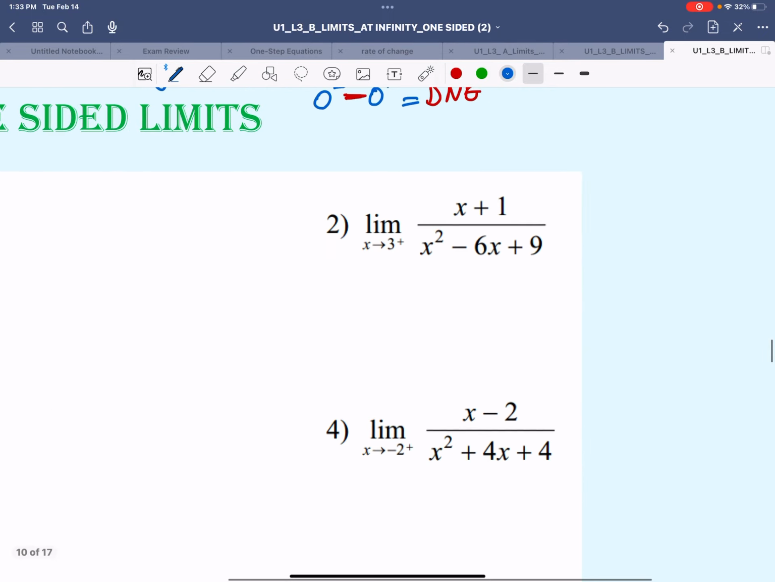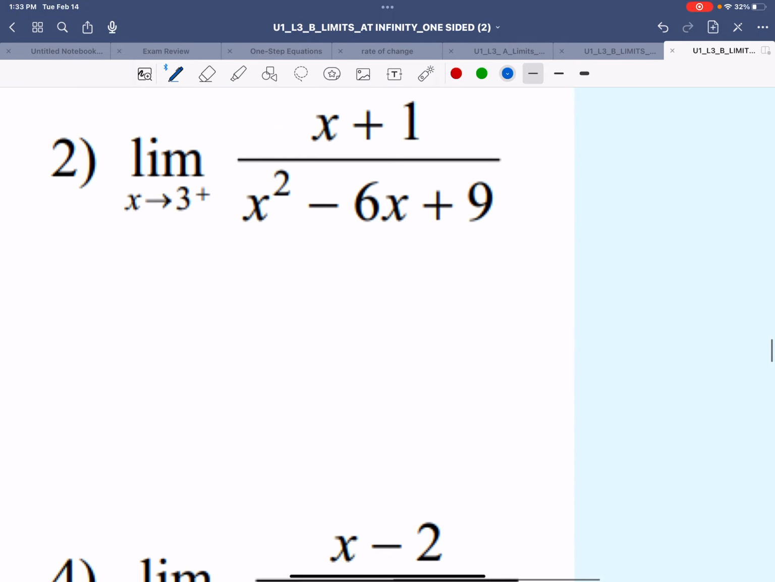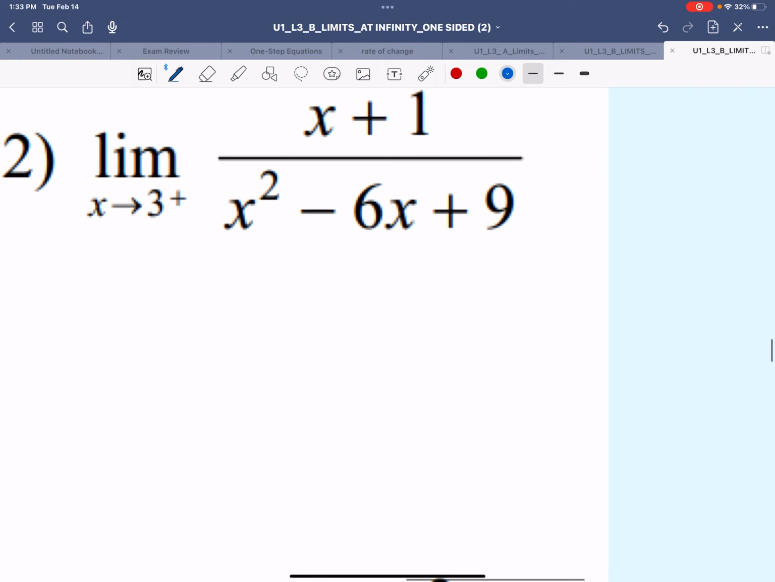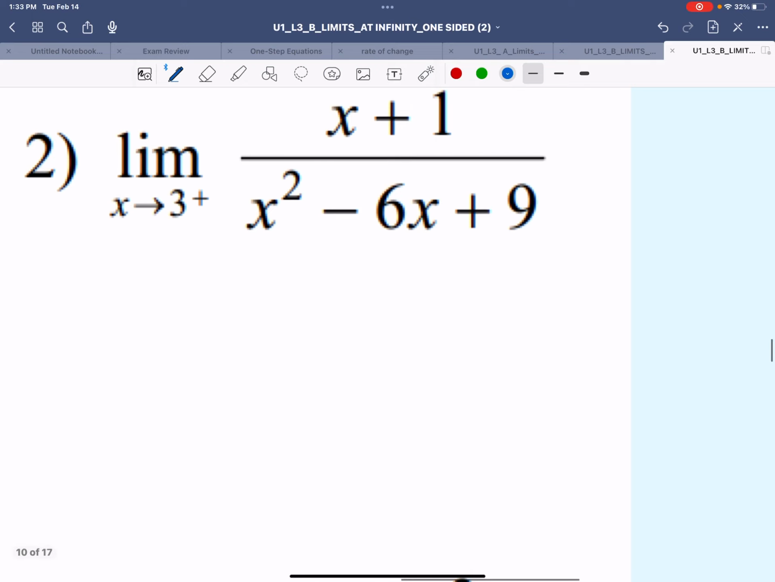Next we're going to take a look at the limit as x approaches 3 plus of x plus 1 over x squared minus 6x plus 9. In this case, again, I'm going to try direct substitution and see if it works. If it does, I'll be happy. If it doesn't, then I'll have to think of what the problem was and how I can fix it. As you can see here, 3 plus to the power of 2, and I'm going to do the operations a little bit faster here.